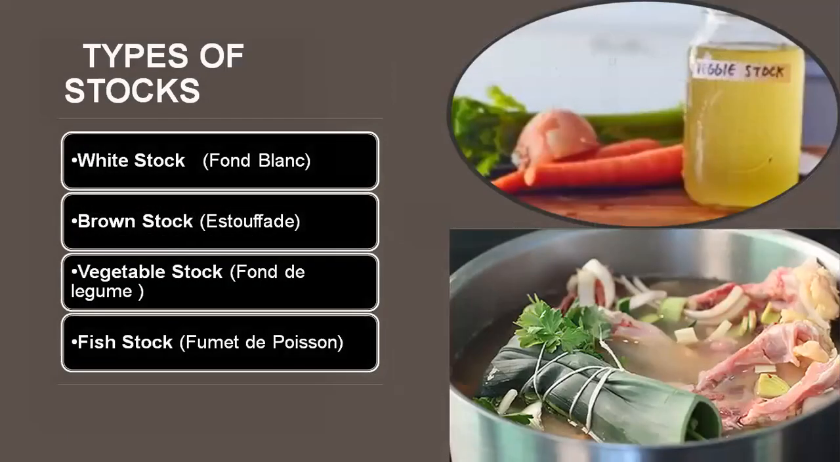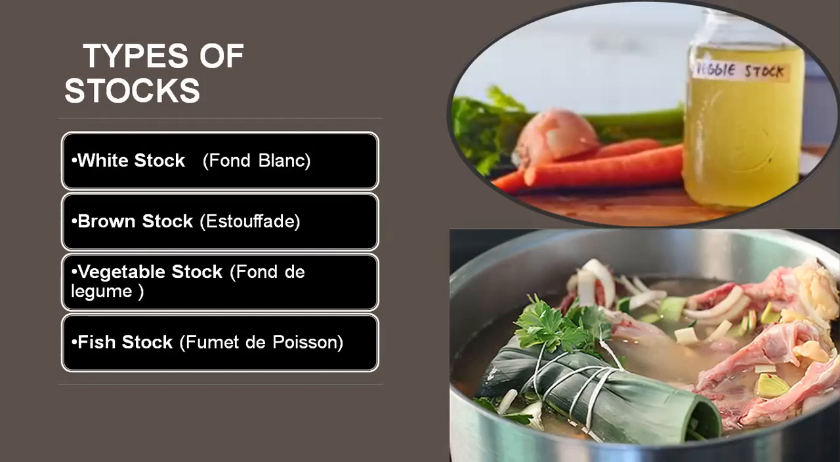We have already done the types of stock in part 1, but here again we will walk through them. There are 4 types of stocks: white stock, brown stock, vegetable stock and fish stock. Many times we wonder how we can prepare all these stocks. Whenever we watch any online program or any celebrity chef's video, we see that they talk about adding vegetable stock or chicken stock or a brown stock. So let's solve that mystery and understand how the stock is prepared. One by one, I will go through all the stocks.